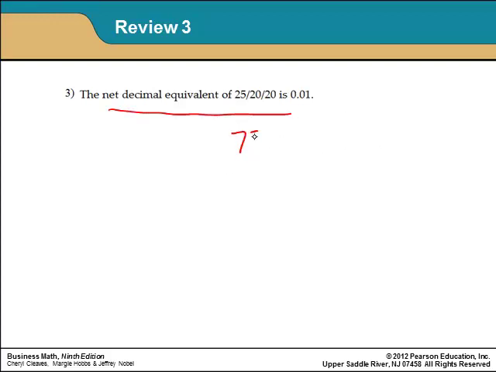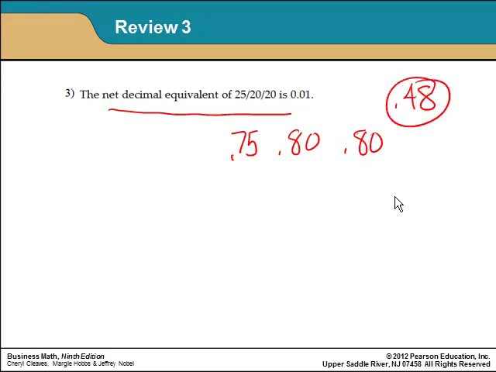The complement of 25 is 0.75. The complement of 20 is 0.80. Complement of 20 is 0.80. So we would, on our calculator, press 0.75 times 0.80 times 0.80. And we get 0.48. So this also would be a false statement.